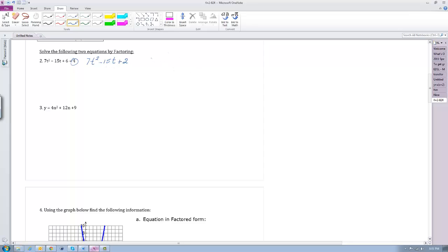So we need factors of A times C that add to B. In this case, we need factors of 7 times 2 that add to minus 15. And let's look at the factors.